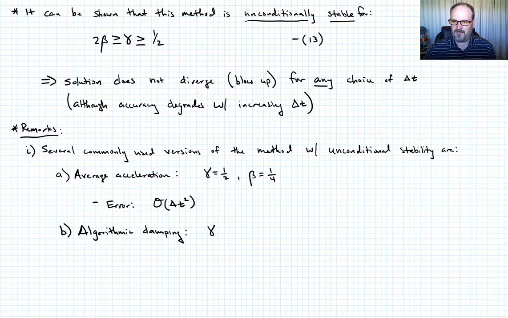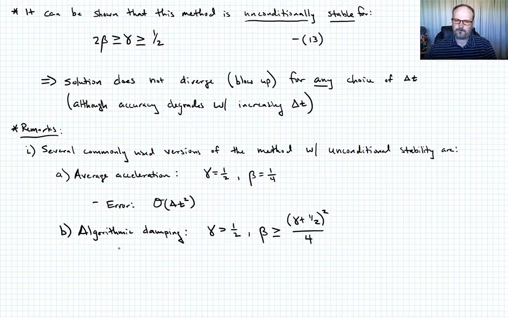This happens anytime you have gamma greater than 1/2, and then you'll have beta be greater than or equal to the quantity gamma plus 1/2, squared, over 4. In algorithmic damping, it's going to damp out some of the modes. We have a disadvantage here in that the error is not as good. In this case, the error is of order only delta t.